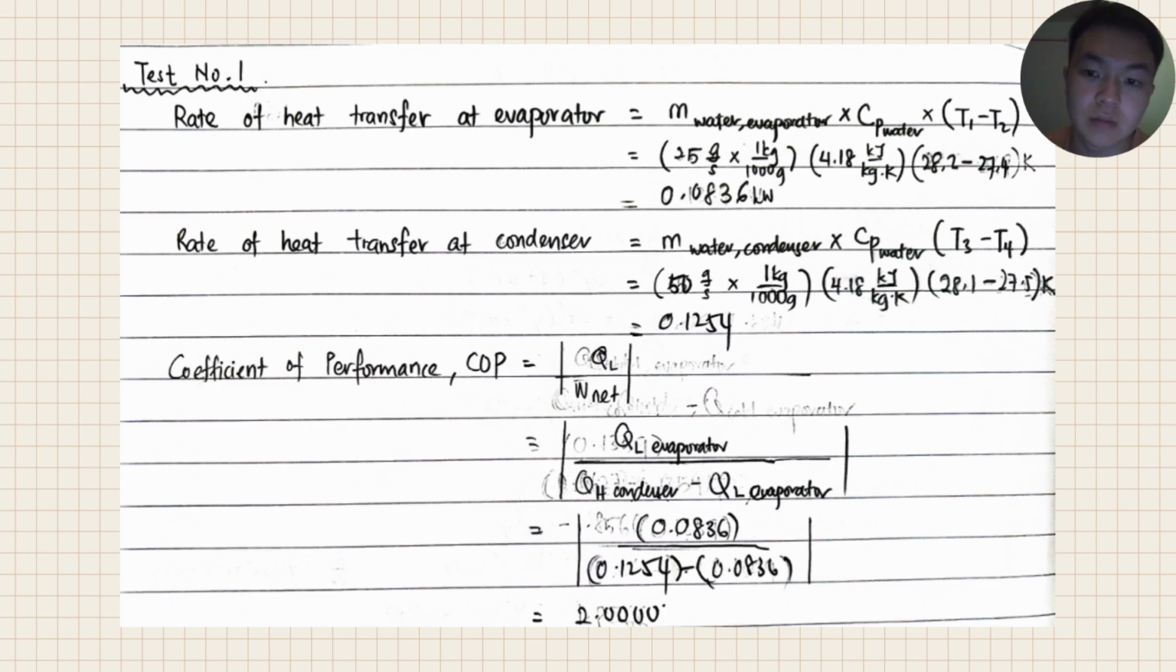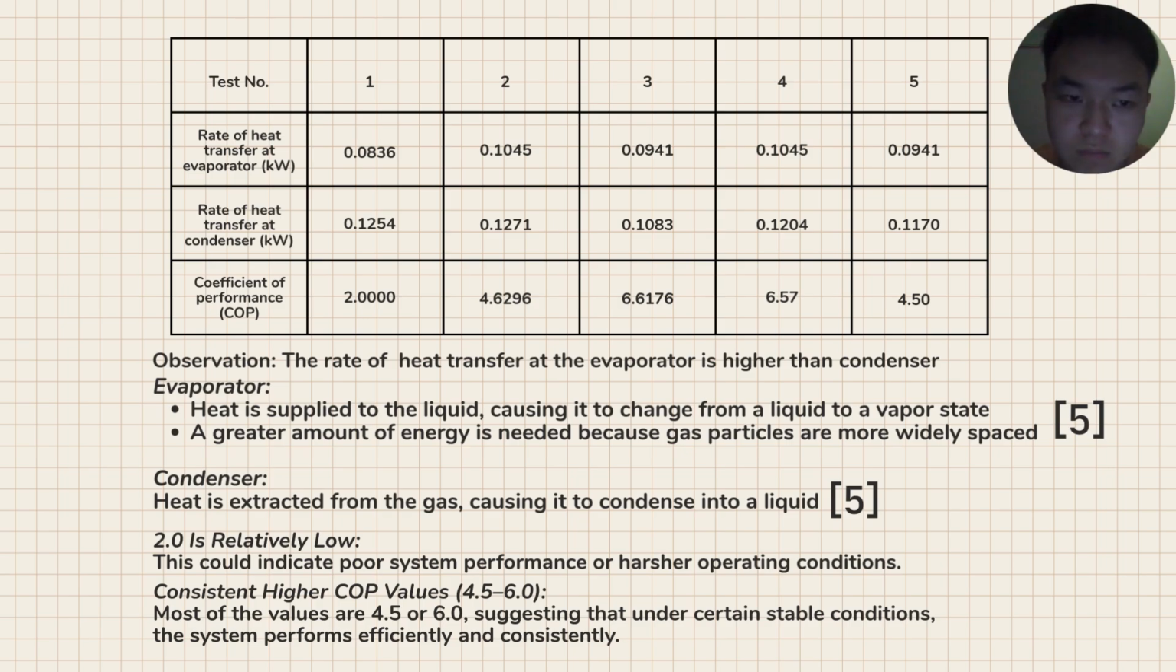Using the manual calculation, we can get the values for test runs 1 to 5 of the rate of heat transfer at the evaporator in kilowatt, at the condenser, and also the coefficient of performance, COP. From the observation, we can see that the rate of heat transfer at the evaporator is higher than at the condenser.